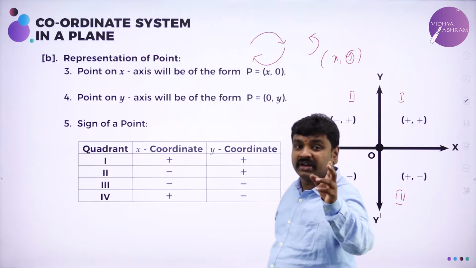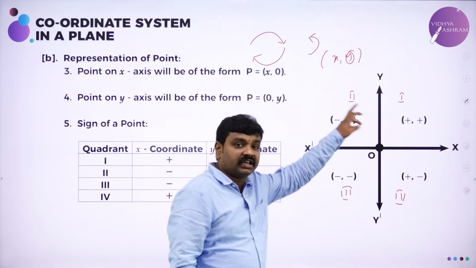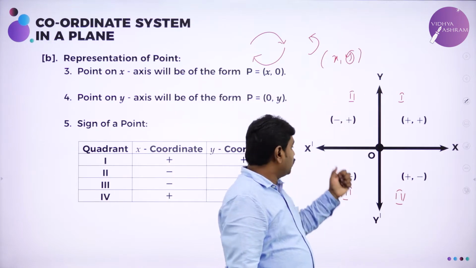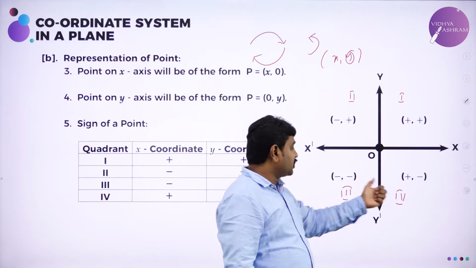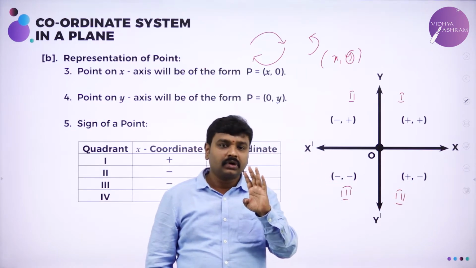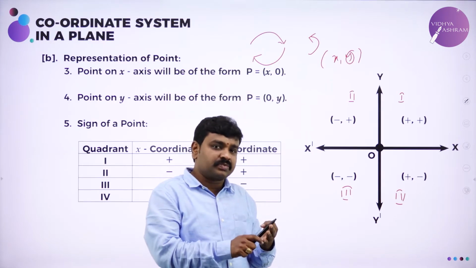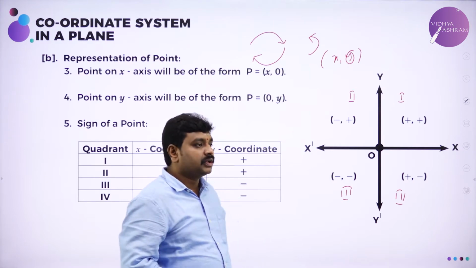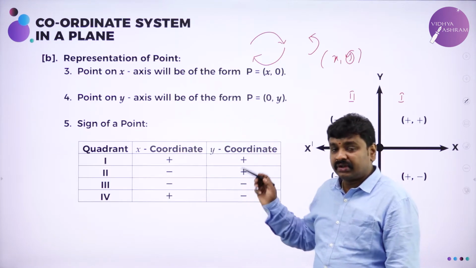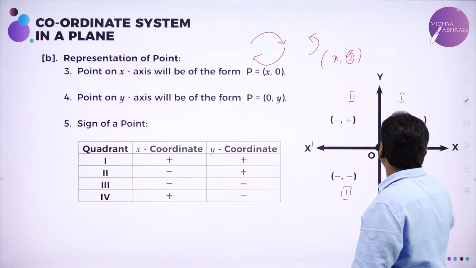We have to count the quadrants in anti-clockwise direction. First quadrant plus, second quadrant plus, third quadrant minus, fourth quadrant plus. Got it? So now plus, minus, plus, minus. Remember this. If you know this, then we can solve problems based on the points.